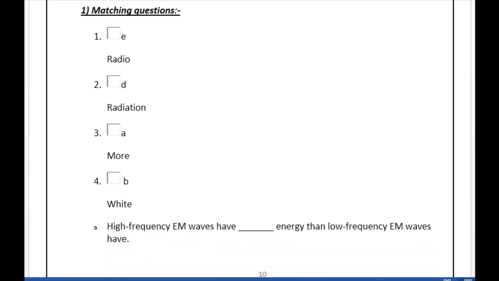Worksheet 4 is about the electromagnetic spectrum. Number 1, radio. Number 2, radiation. Number 3, more. Number 4, white. Number 8, high frequency electromagnetic waves have what energy than low frequency electromagnetic waves? They have more energy. So the answer will be 3.